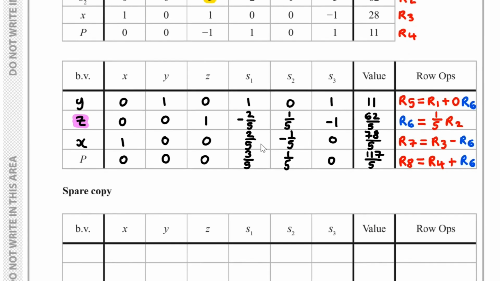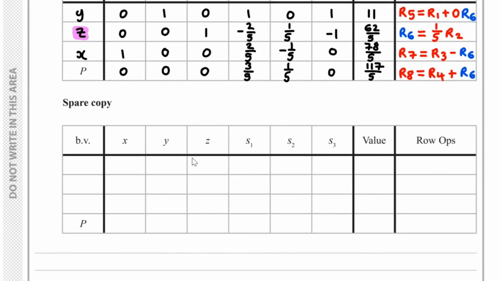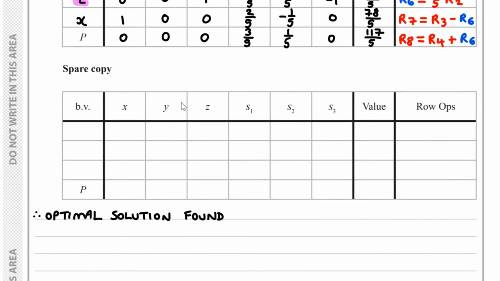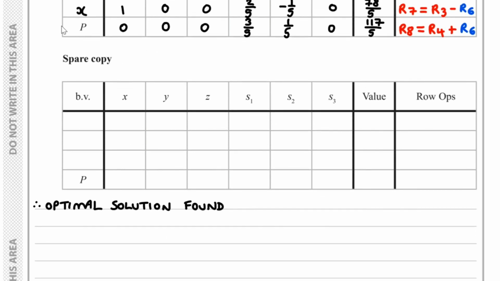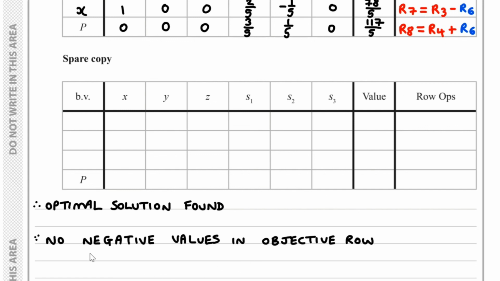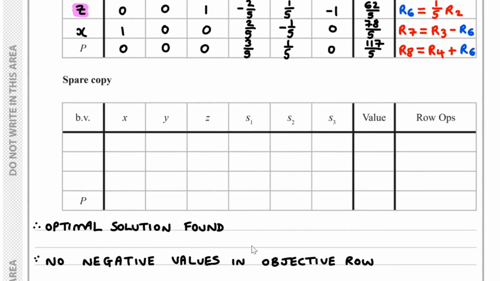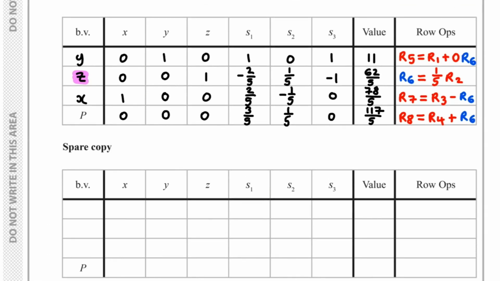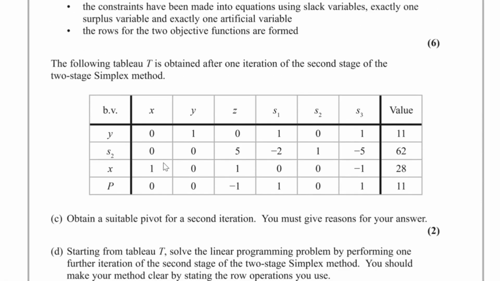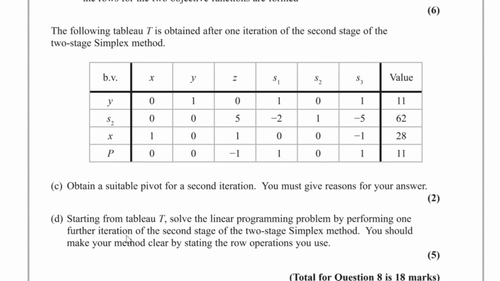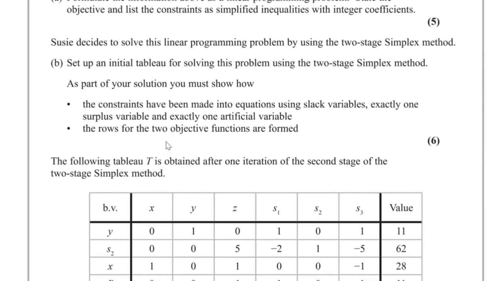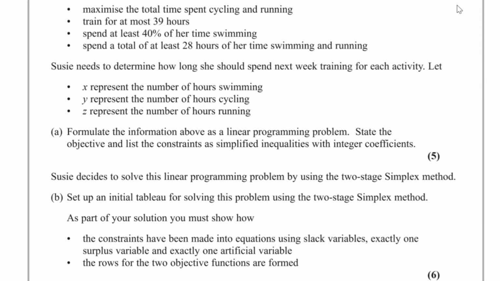So here is the completed table. Now, what I know then is I have found an optimal solution. The reason for that, if I take a look at the objective row, I have no negatives in it. So there's no negative values in the objective row. Now what we need to do in the question is find out how long we should spend swimming, cycling and running.